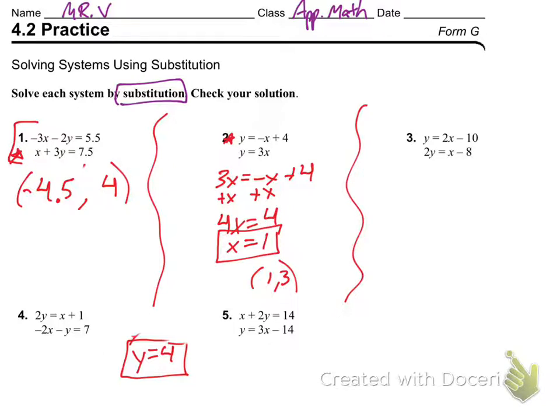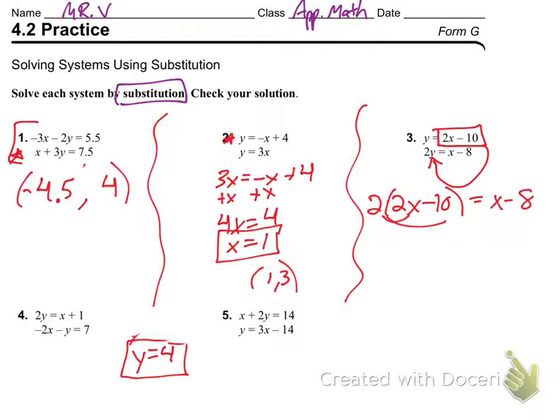All right. Moving on. This one right here, this first problem's already been solved for us, or the y, or one of the variables has. So I'm going to take this part right here and just plug it in right there in the y. So I have to keep the 2, but I'm going to put a parentheses and then just plug it in 2x minus 10. And that's going to equal x minus 8.